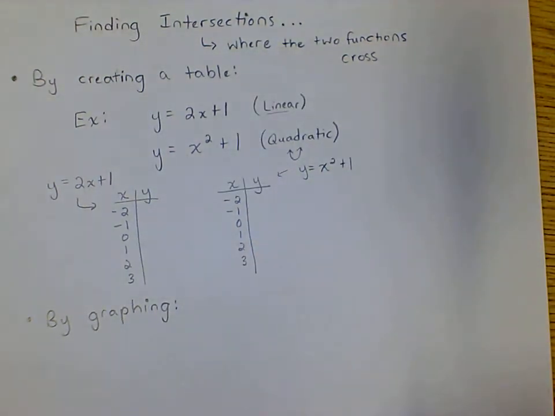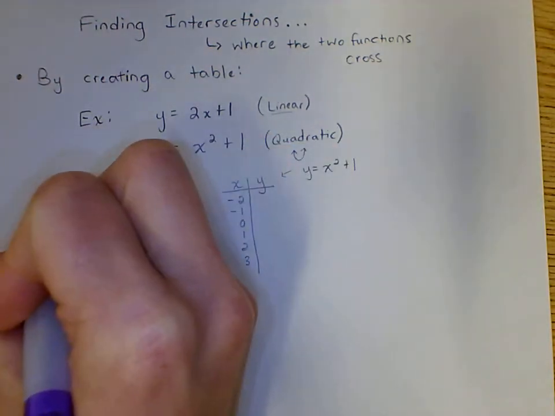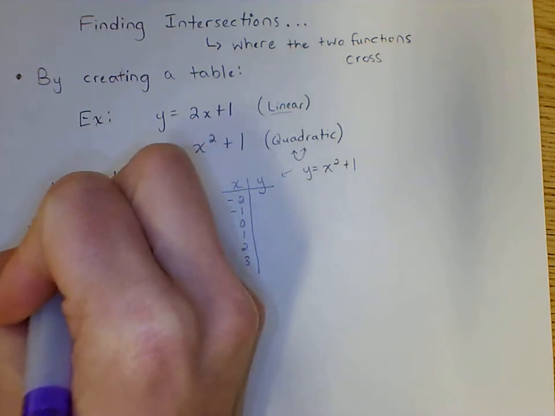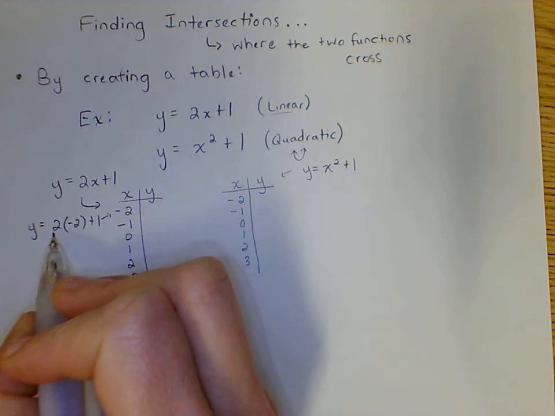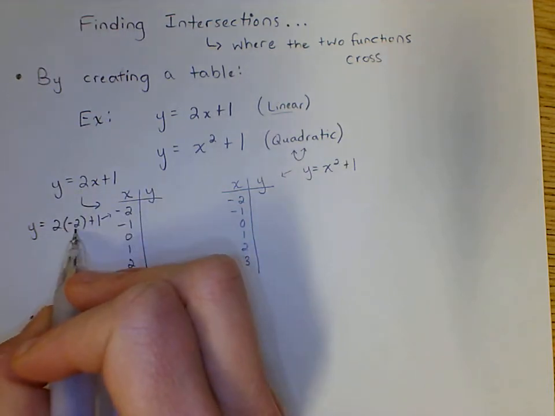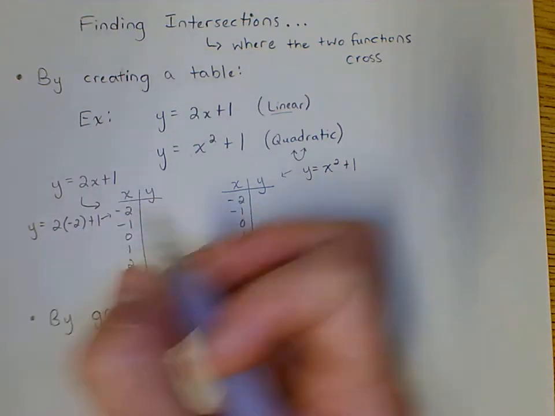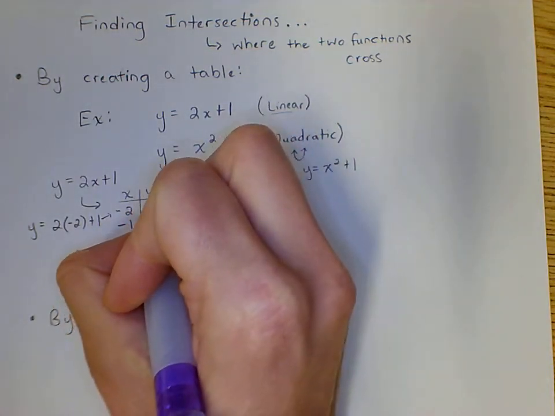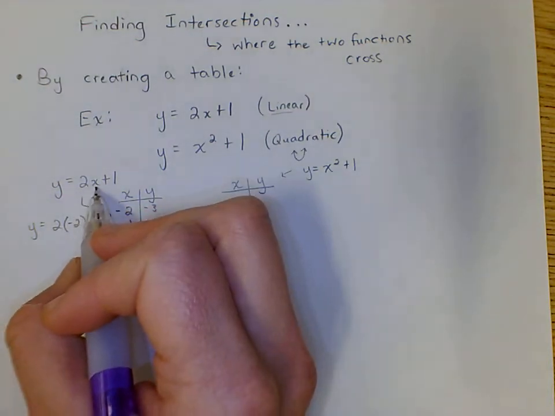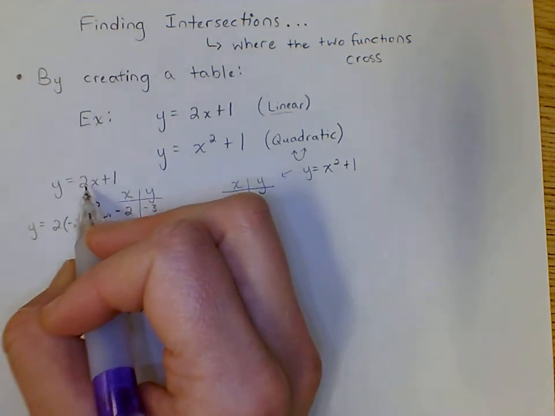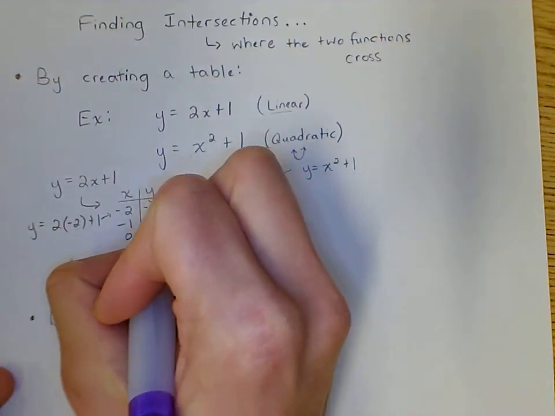When I plug in -2, you take the equation, and whenever you see x, you plug in that number. So for this one, I would have 2 times -2 plus 1, and then you simplify. That would be -4, and -4 plus 1 ends up being -3. If I do the same thing with -1, it would be 2 times -1, which is -2, and then -2 plus 1 ends up being -1.